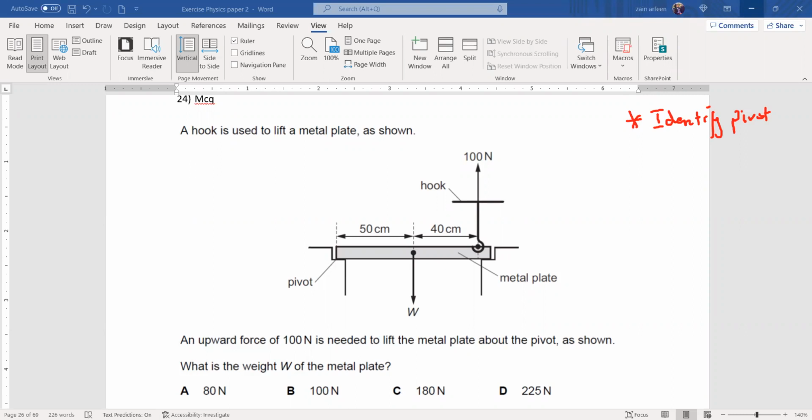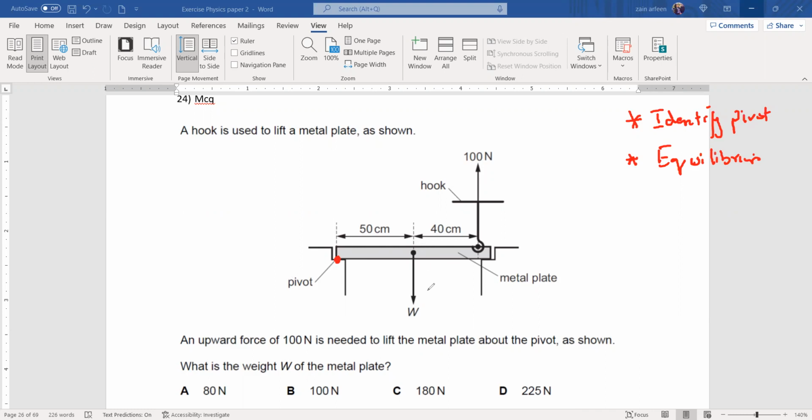as in the question, they mention that this point is a pivot. So this is a point of rotation or pivot. We mark a pivot. The second thing, we consider the object is balanced, or the object is in equilibrium. So when the object is in equilibrium, there will be forces, but these forces will cause the clockwise and anti-clockwise rotation will be equal.